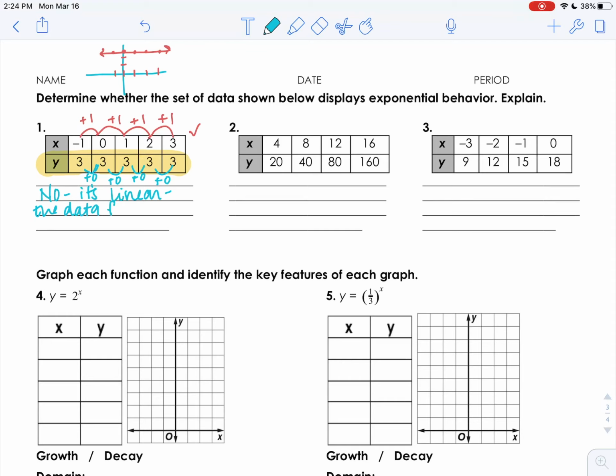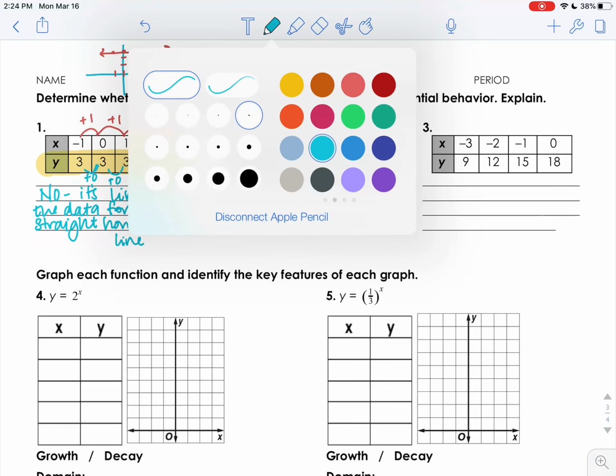The data form a straight horizontal line. So sometimes you just kind of have to think about what it would look like on a graph.